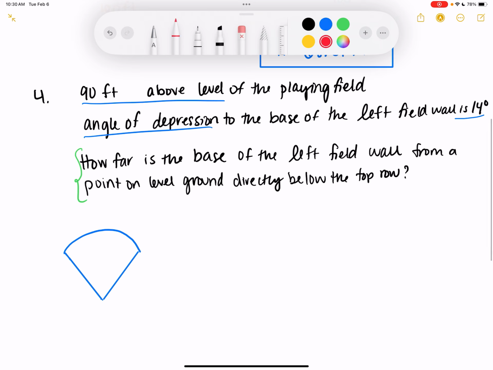So this is going to require a little bit of imagination, but basically we've got a seat right here. It's 90 feet above the level of the playing field, so I'm going to kind of draw it into the stadium so you can see it, but no, it would be technically going straight up out of the paper like that. Okay, so I'm going to draw it this way. So 90 feet.